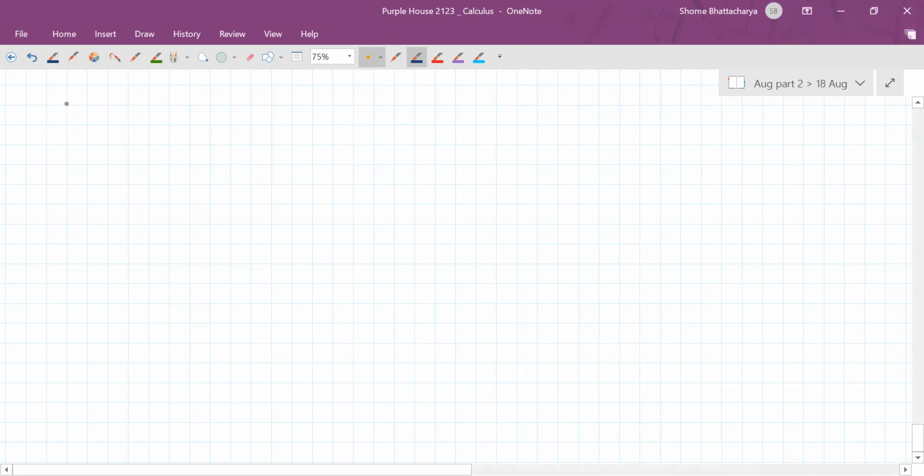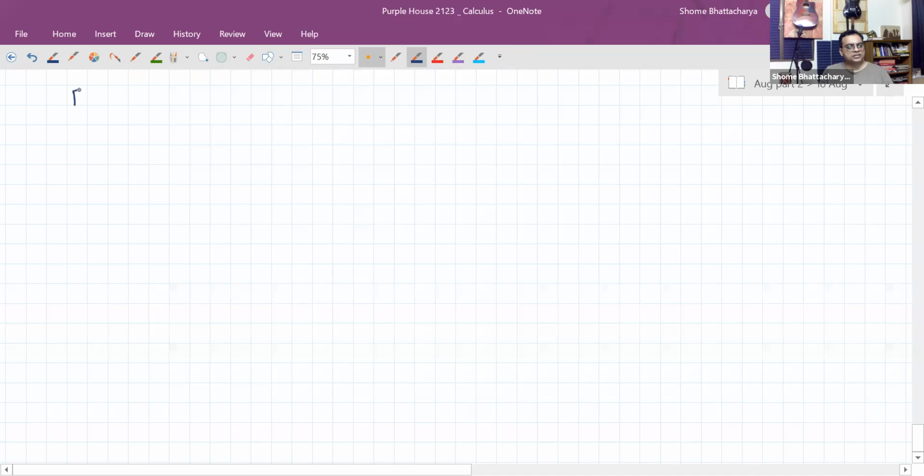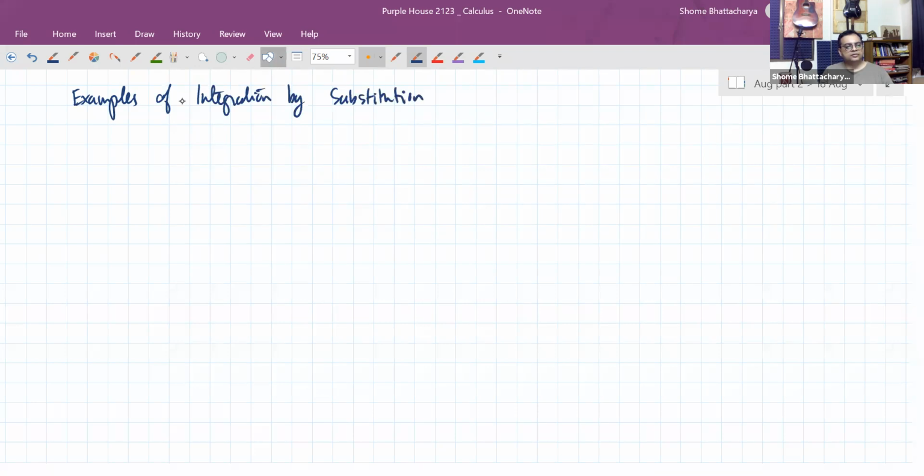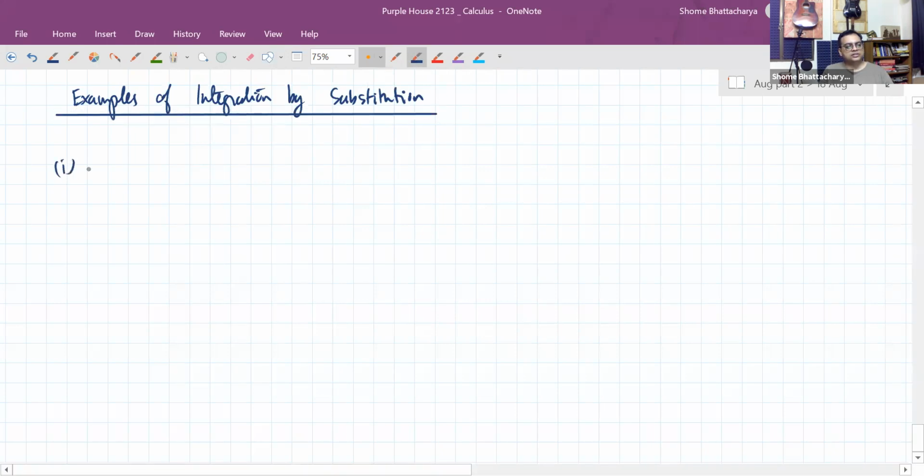Now, let us look at some examples of integration by substitution. What we had learned in the last lecture: we had seen there were two types of substitutions. The first type was linear. That is when we have integration of some term like this.